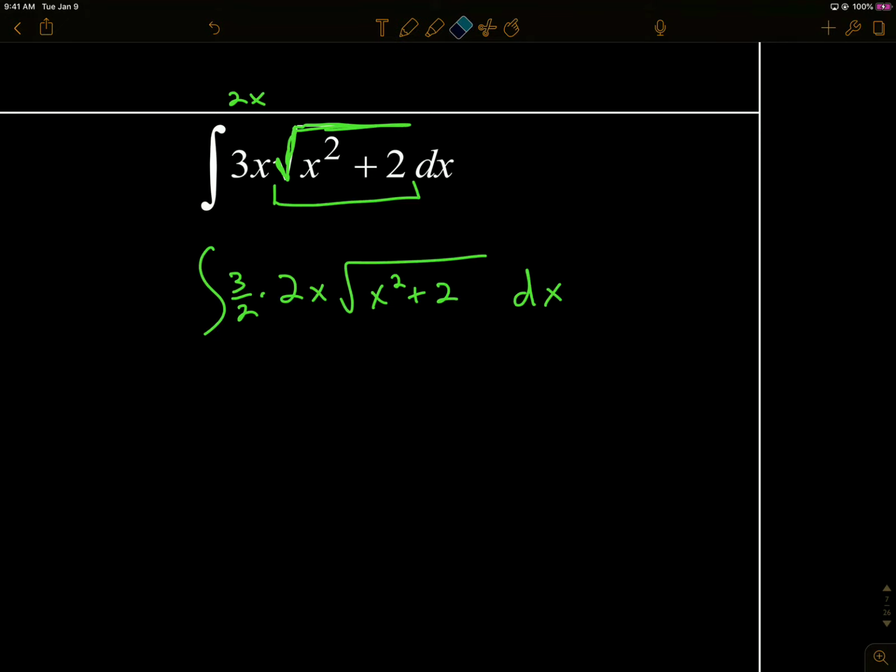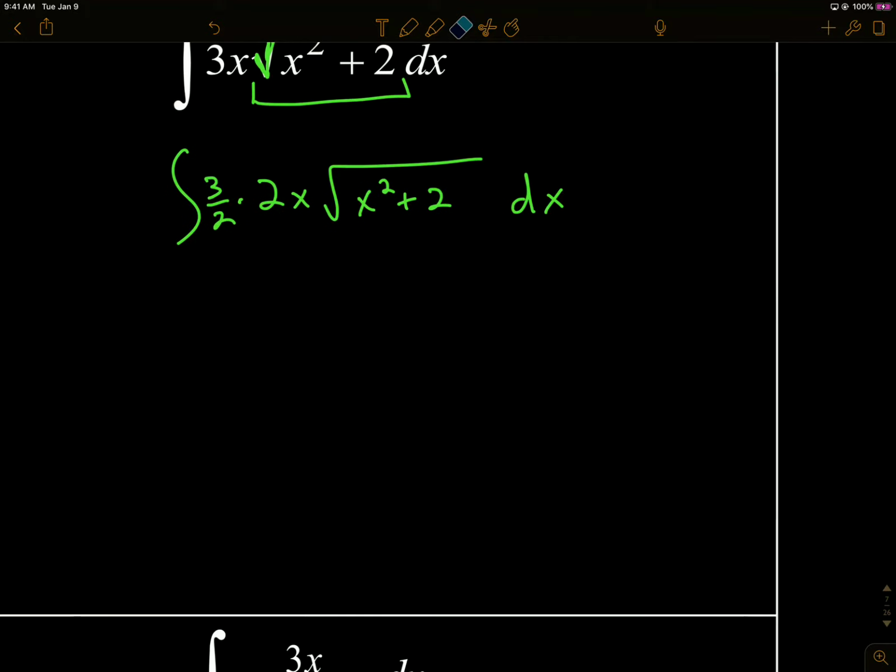The way I look at it is I want a 2 to remain there, so I also have to divide by a 2 to keep it the same. Sorry, wait, no, that's not right. I wanted to do the 3. Sorry about that. I was looking at the wrong example when I was looking at an answer.